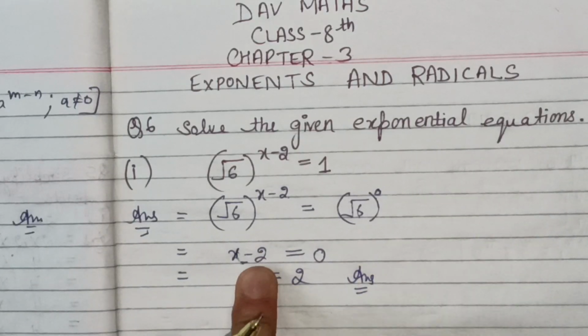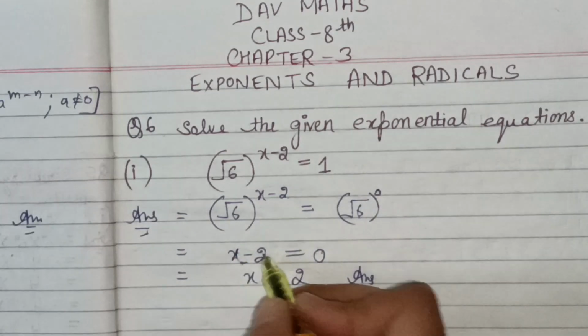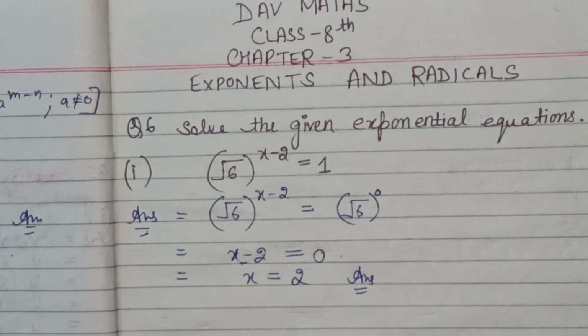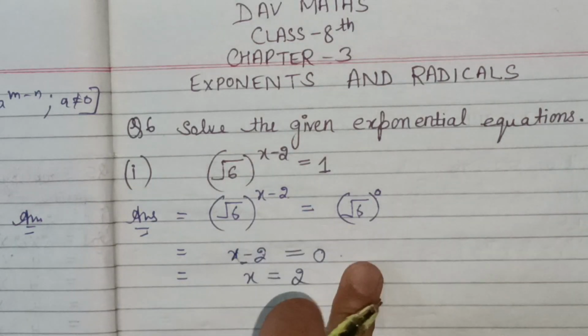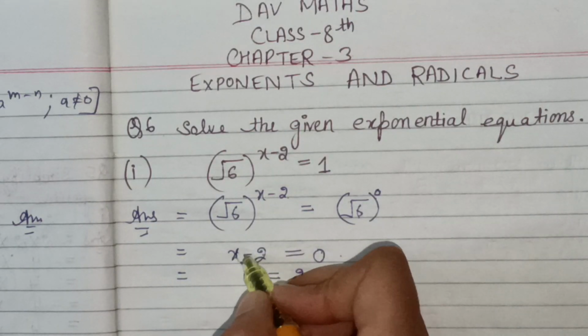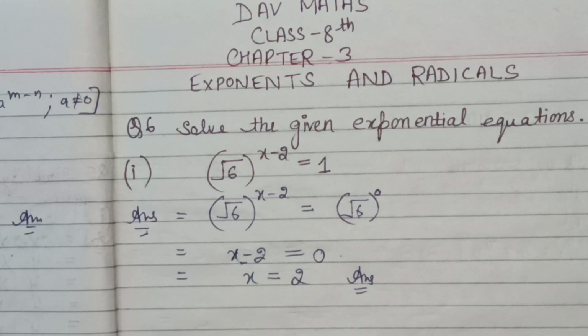Now I change the position of this 2 from the left hand side to the right hand side, and this minus sign becomes a positive sign. So this is the solution of our first part.